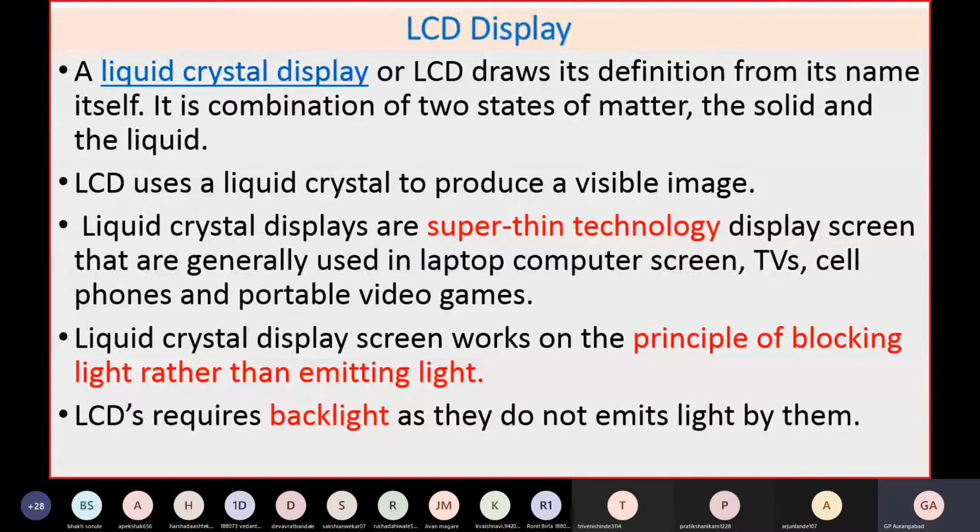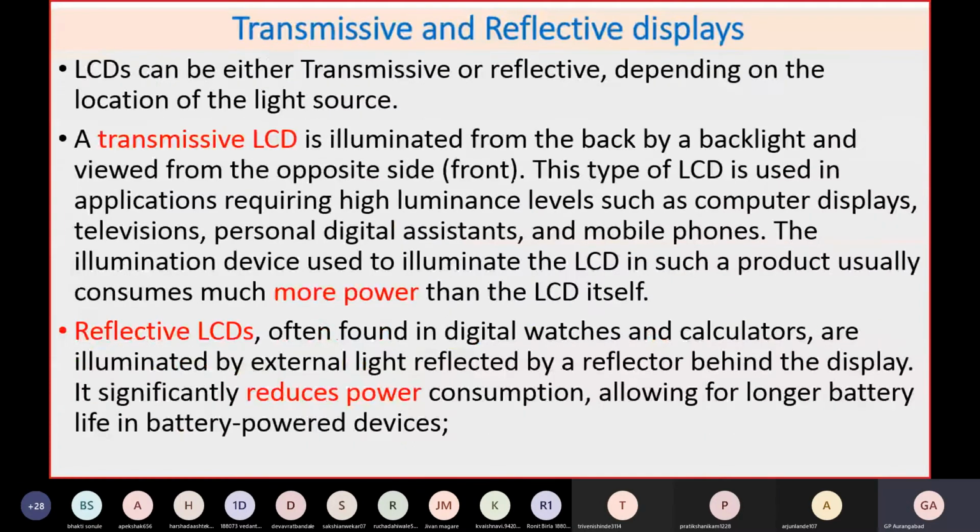Now there are two types of LCD displays: transmissive displays and reflective displays. As I said, one is transmissive, another is reflective.